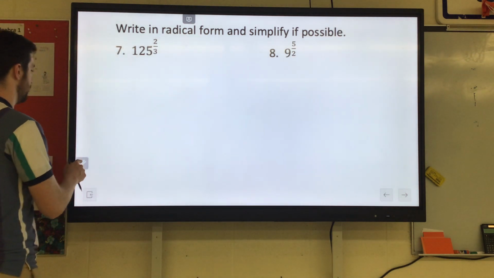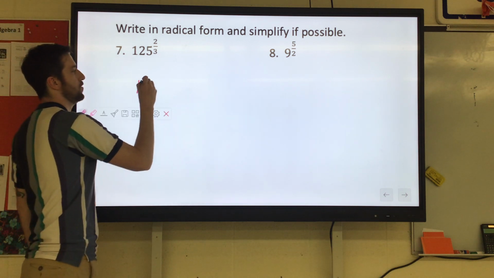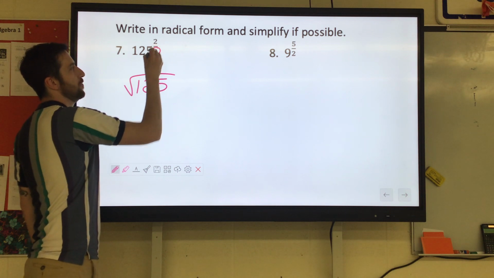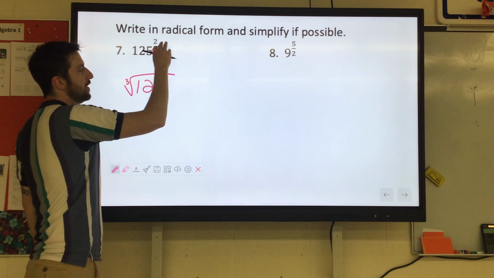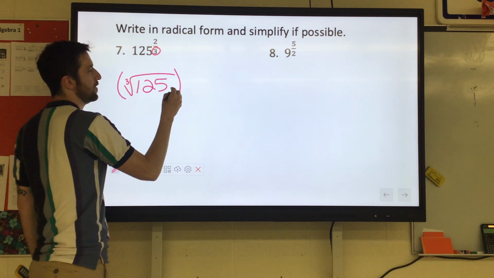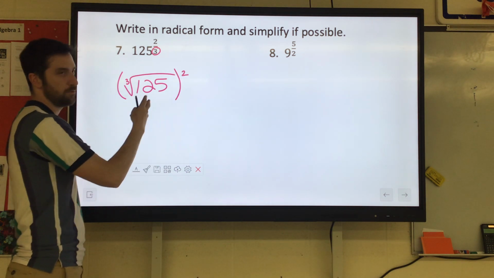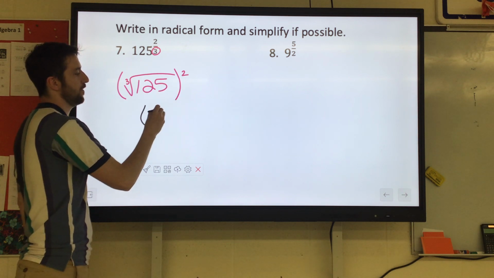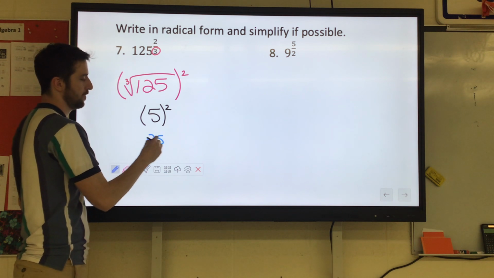All right, the fraction exponents. 125 to the 2/3. The denominator becomes the root we're looking for. So we're looking for the cube root. The numerator can either go in there with the 125, or in almost every case I would recommend just putting it on the outside. So we're going to cube root 125, and then whatever we get, we'll square it. So the cube root of 125 is 5. And then 5 to the 2nd power is 25.